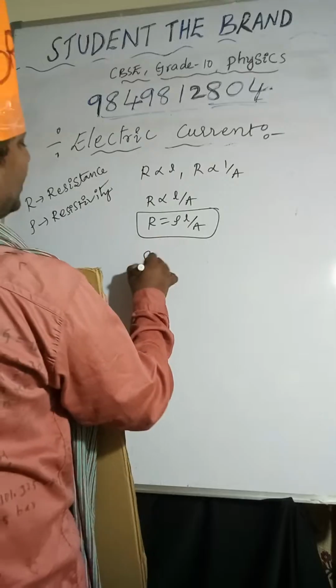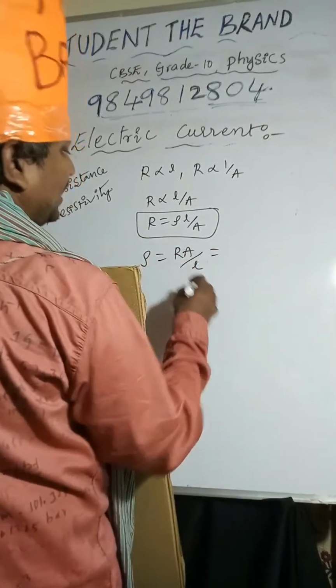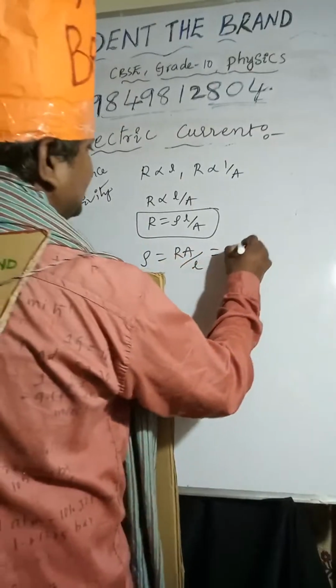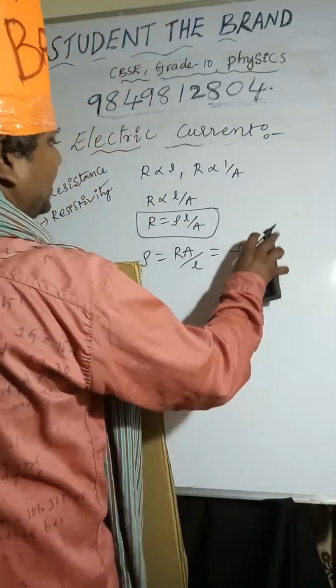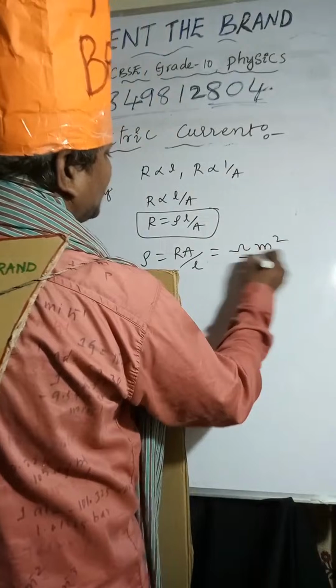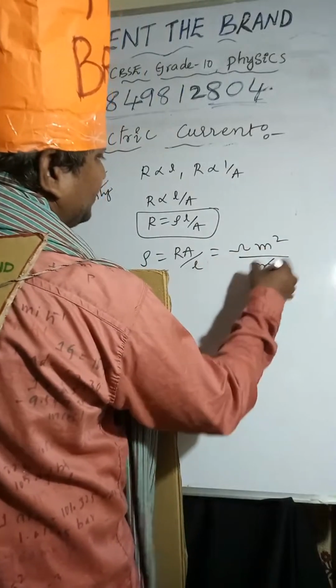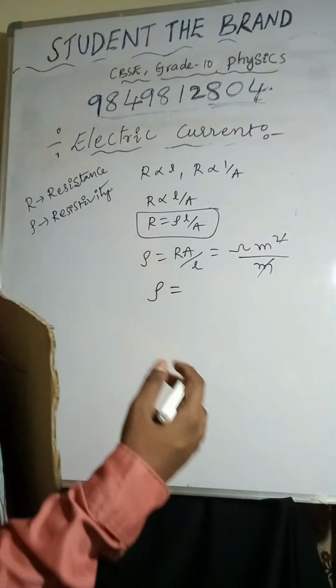Now rho equal to RA by L. The SI unit of resistance is ohm, the SI unit of area is meter square, and the SI unit of length is meter. Meter gets cancelled. So the SI unit of resistivity.